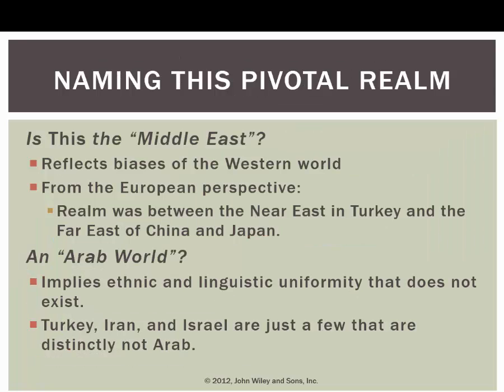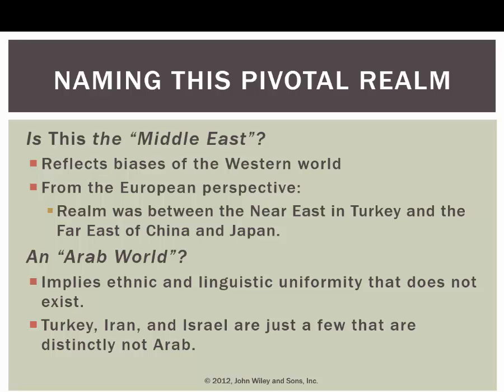The Middle East reflects the Western world bias that saw the Near East as Turkey, the Middle East as Egypt and Arabia and Iran, and the Far East as China and Japan. It can be a useful designation as long as you remember it applies to one of the regions in this realm. We also see this area referred to as the Arab world, but this is a misnomer.